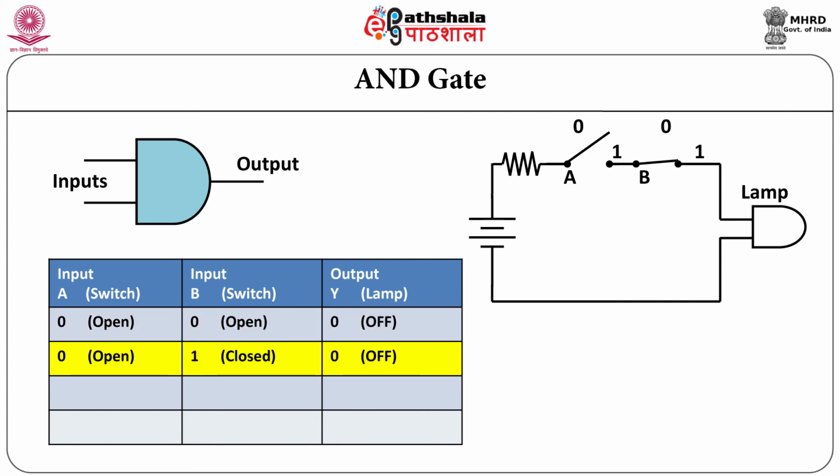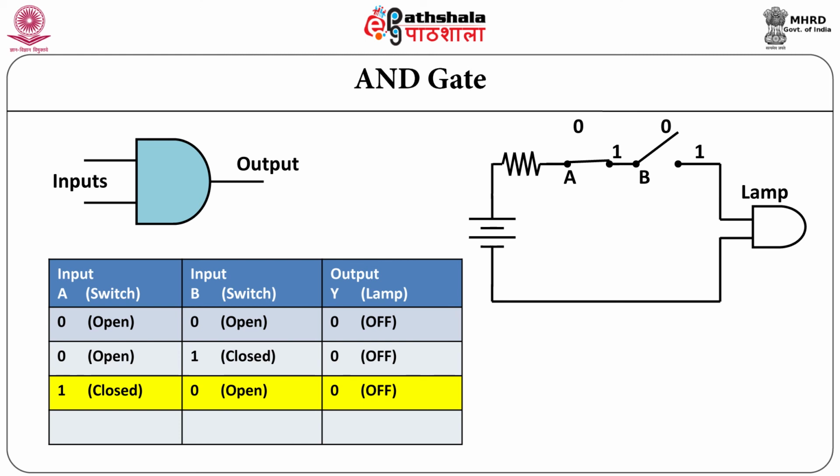When one of the inputs is at logic 0 and other one is at logic 1, still the output of AND gate is 0. Referring to the switch analogy, when one of the switches is open, that is at 0 level, and the other one is closed, that is at logic 1, then the lamp is off. As the circuit is not complete, there is no current flowing from battery to the lamp, thereby keeping the lamp off.